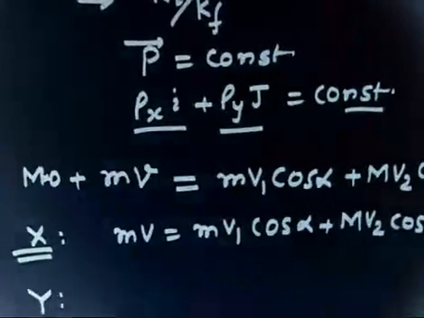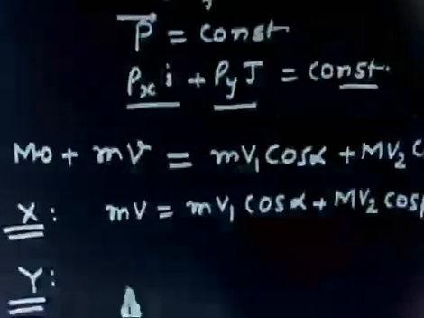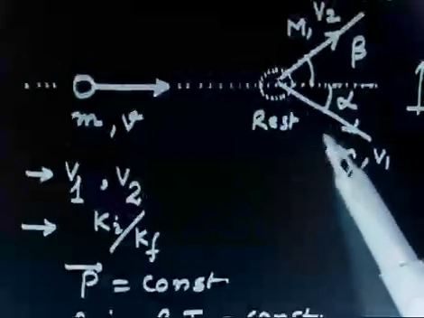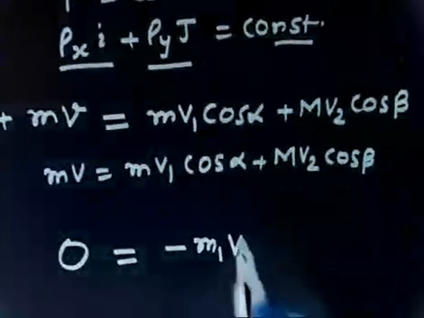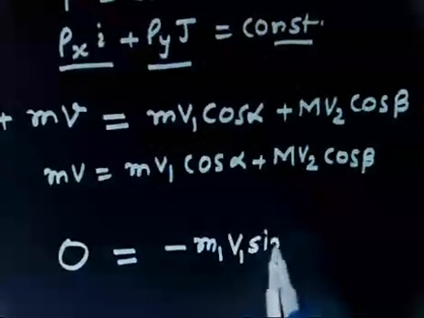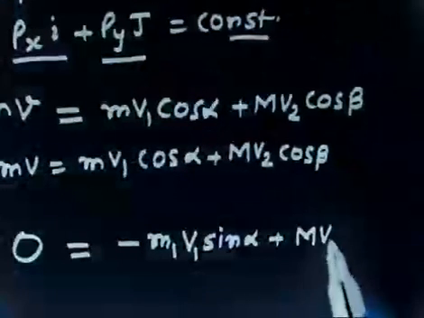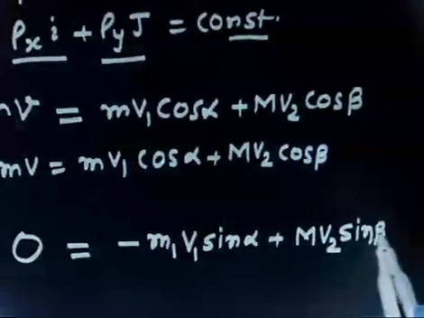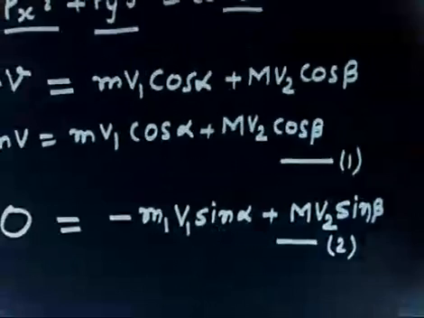Let us write momentum conservation in the y direction. Initially there was no momentum in the y direction, as the mass is moving in the x direction. So the initial momentum in the y direction is 0. Finally, the small mass has a momentum in the negative y direction, so minus mv1 sin alpha, that is in the downward direction. And the top one will have momentum in the upward direction, so M into v2 sin beta. Are you getting? So we have two equations, equation number 1 is this, equation number 2 is this. We can solve for v1 and v2.